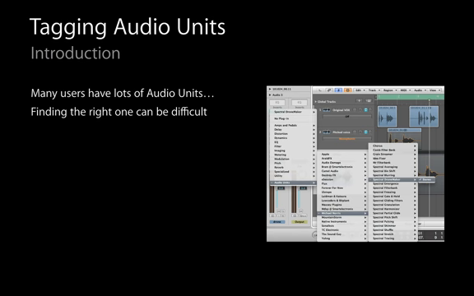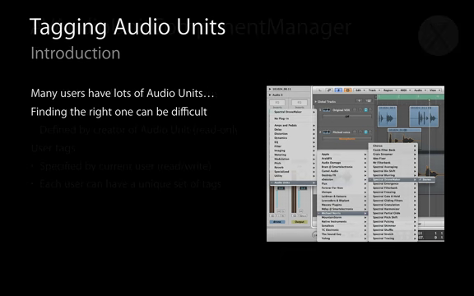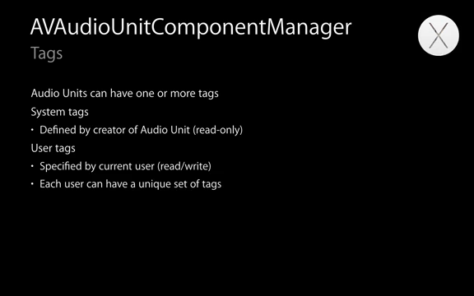It's very similar to what we've done with the Finder in the previous macOS 10 release. Users can now specify their own tags with an audio unit in order to create broad categories or even specific categories of how they want to organize their audio units. They can apply one or more tags in 2 different categories, the first of which is a system tag. This is defined by the creator of the audio unit.